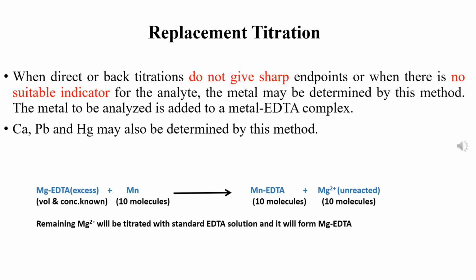The indicator that will be used is Eriochrome Black T, EBT indicator, and this will form a complex with EDTA, and we can find the concentration of that metal, manganese ions.